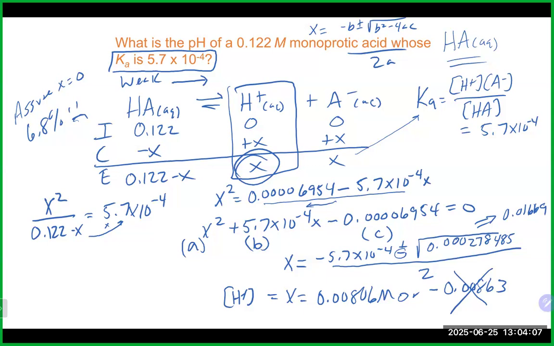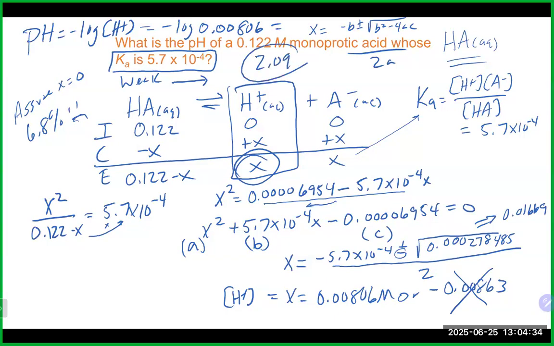And now we have our H+ concentration, we're ready to go into our pH. So our pH is equal to minus the log of the H+, and that's going to get you minus the log of what we got there, 0.00806, and 2.09 maybe. 2.09 looks like the winner. I'll go down here, 2.09, which is acidic in this case, and the correct answer.